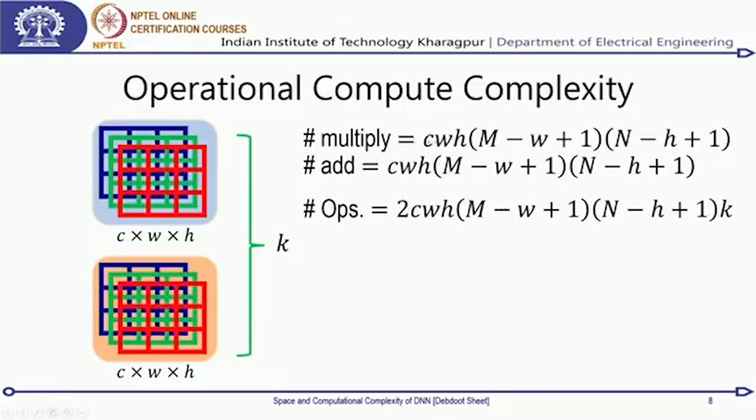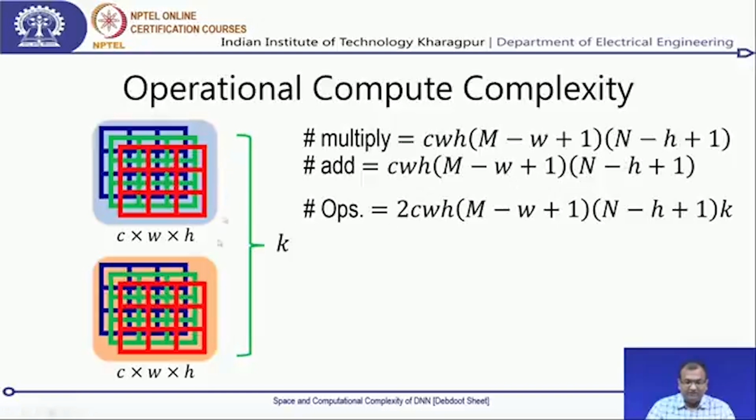Now, if I look into my total number of operations, per kernel it becomes twice of CWH into m minus w plus 1 into n minus h plus 1. And now I have k number of such kernels, so this gets multiplied by k.